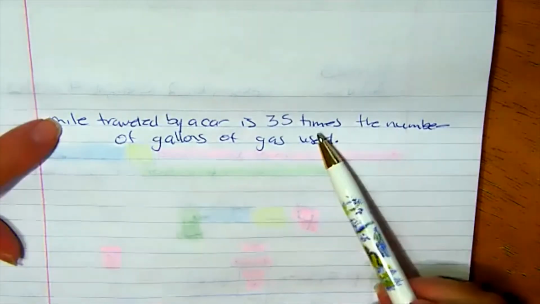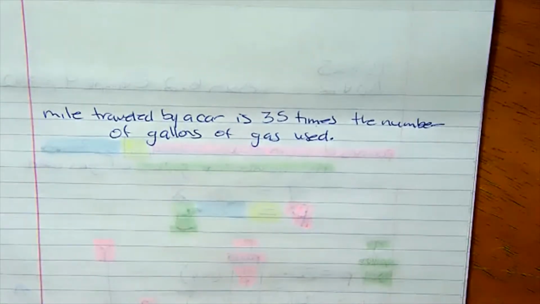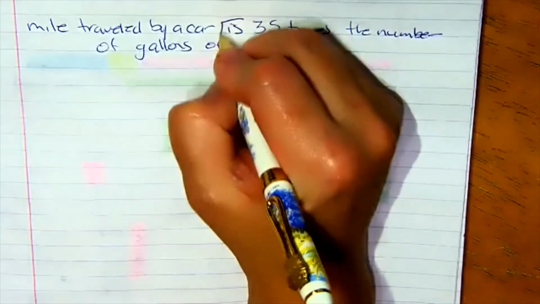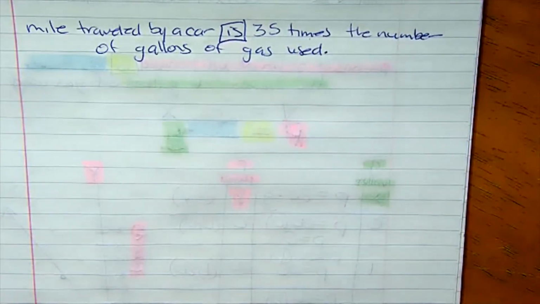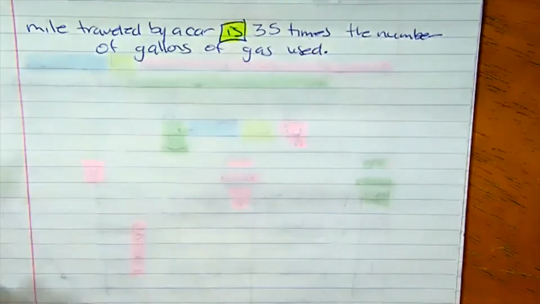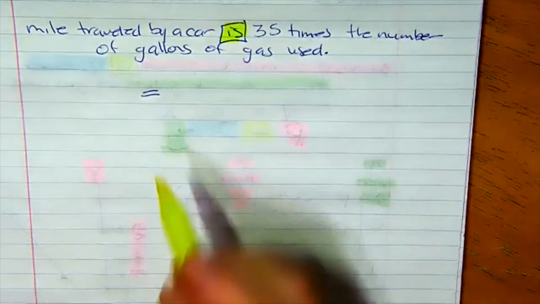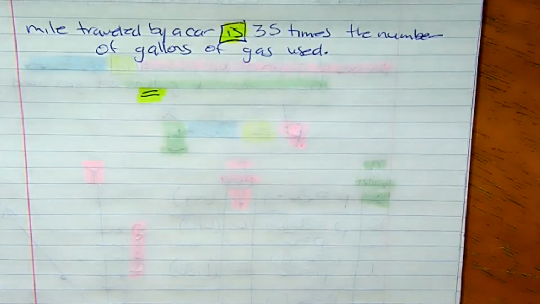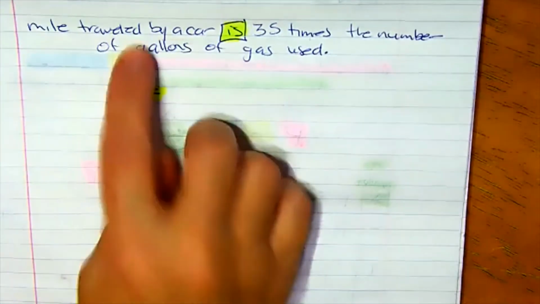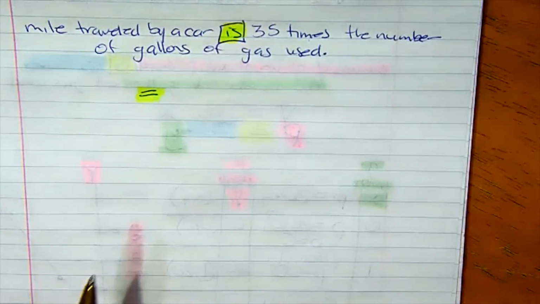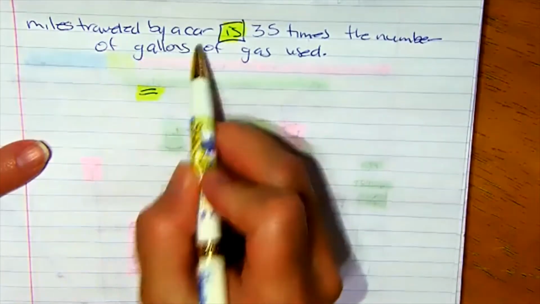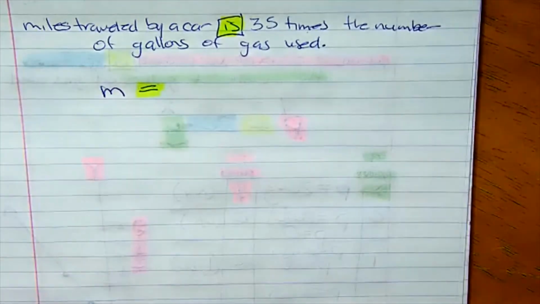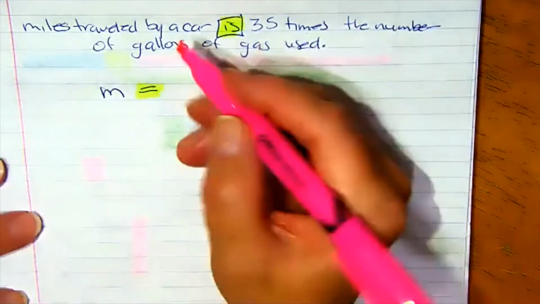So now I need to take this word sentence and turn it into a number sentence. And when I do that, the first thing I always look for is my is, because is means equals. It breaks this problem up into manageable parts. Now I need to figure out this part before the equal sign. Miles traveled by a car. Okay. M. Miles traveled by a car is M.